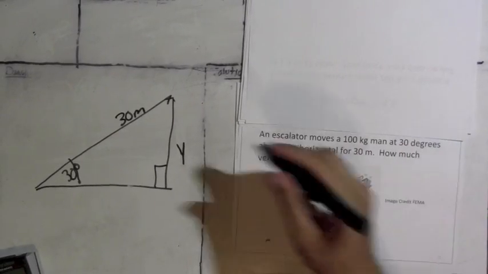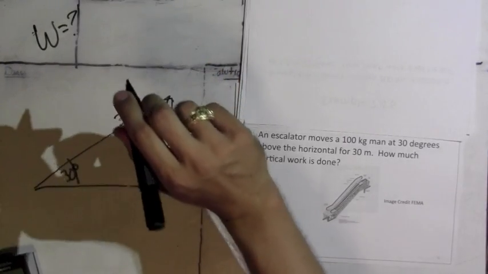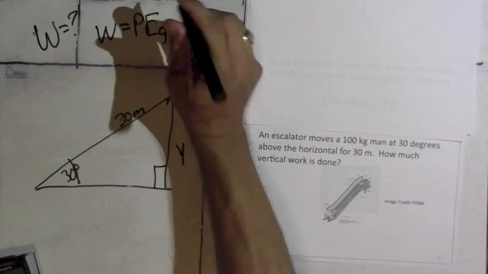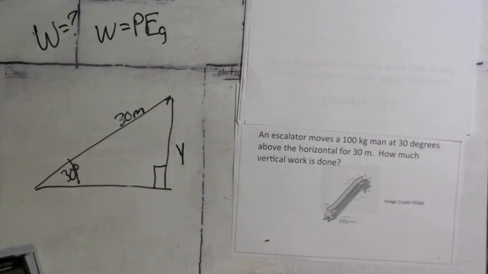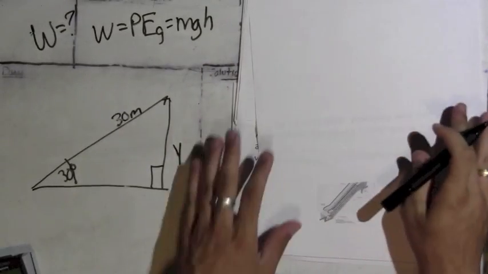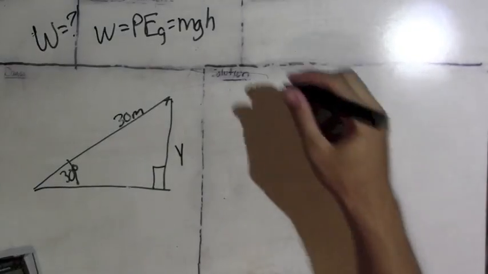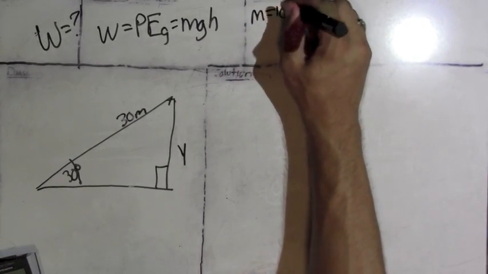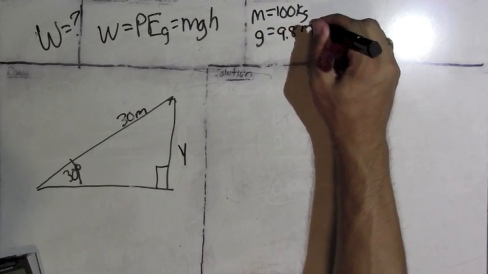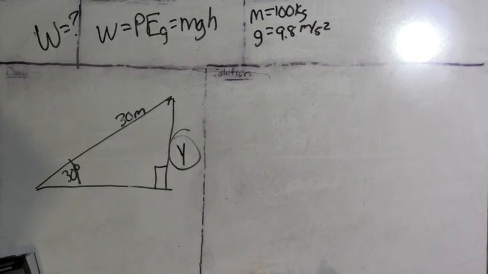So it says we are looking for vertical work done. We know that work can equal potential energy. And so since we know that, we can say that it's equal to mass times gravity times height. So if we can figure out what the height is, this question becomes really easy because we have a mass of 100. We know that all the escalators that we know of are on Earth, where gravity is 9.8. So once we figure out this term, it actually becomes very, very simple.